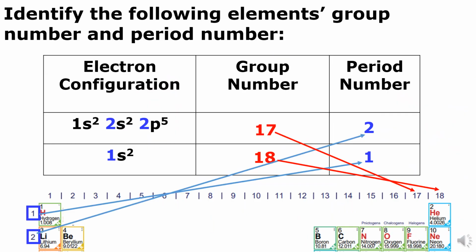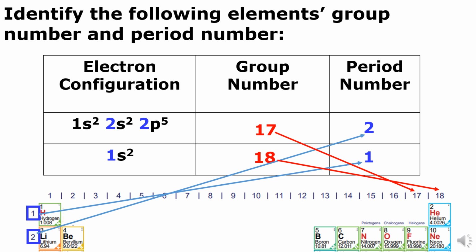For main group elements, also known as representative elements, the group number directly corresponds to the number of valence electrons. To find the number of valence electrons for a main group element, we can sum the superscripts associated with the highest energy level in its electron configuration. An element with the electron configuration 1s2, 2s2, 2p5 has 7 valence electrons and it is in group 17 of the periodic table. Group 17 elements are known as halogens.